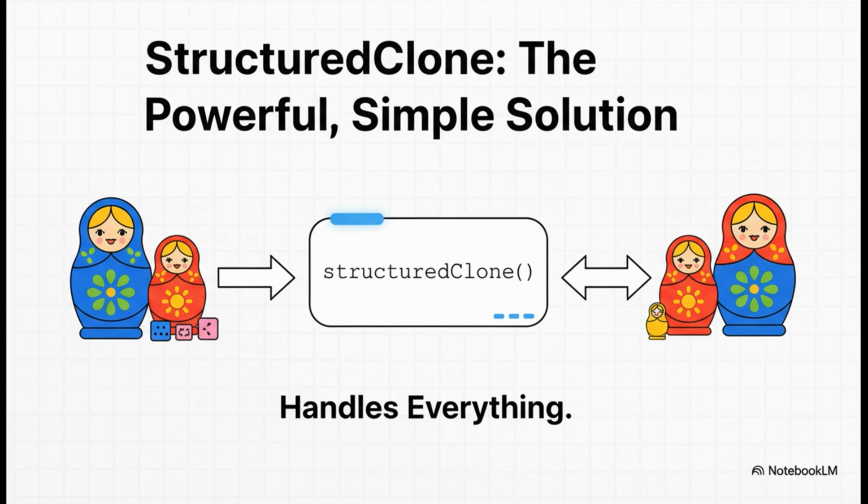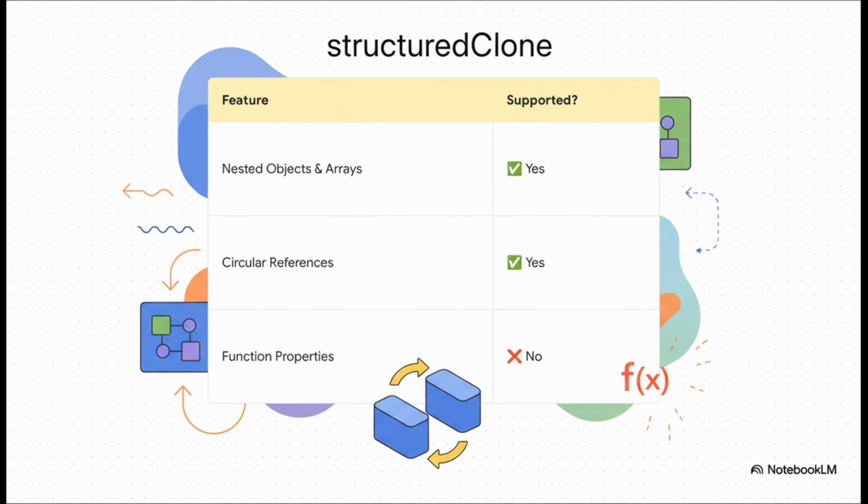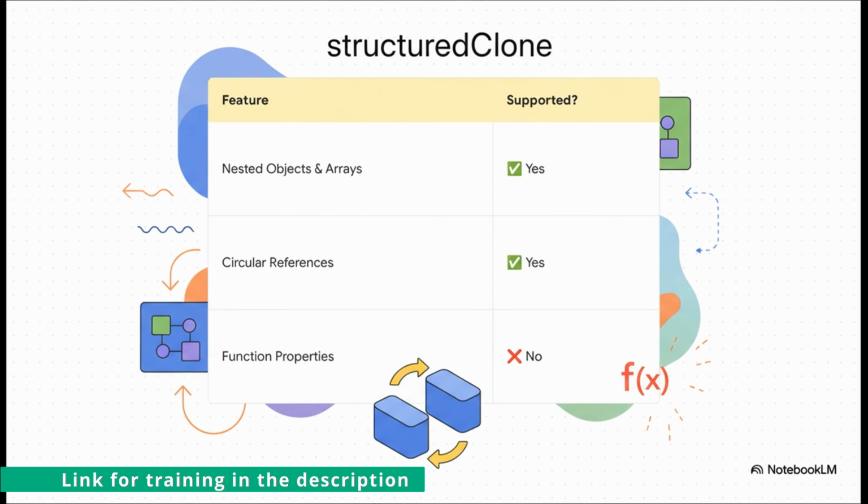It's fantastic. Now, structuredClone is crazy powerful. It handles nested objects, arrays, even really tricky things like circular references with no problem at all. The one major thing to remember is that it can't clone functions. But for just about any kind of data object you're passing around, it is the perfect tool for the job.